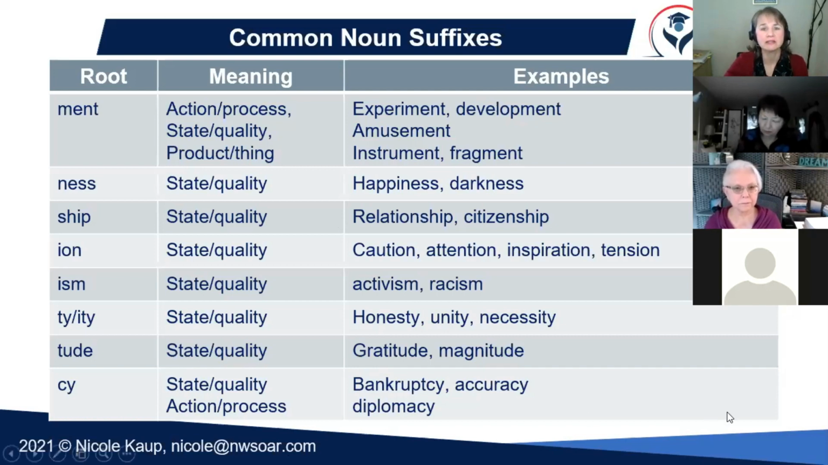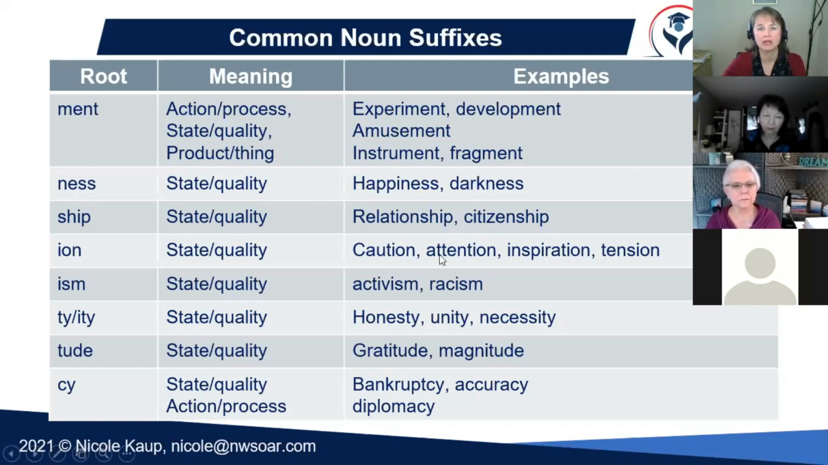All right, so ness is a state or quality. Most of these, if you notice on the chart, mean state or quality, meaning in these cases, like a feeling or a way of describing something. It's a little bit hard to define what a state or quality is, but if you look at the patterns, you start saying, oh, okay, it's kind of an idea. It's a thing. Okay, so we get happiness from happy, darkness from dark, relationship from relate, citizen, citizenship.